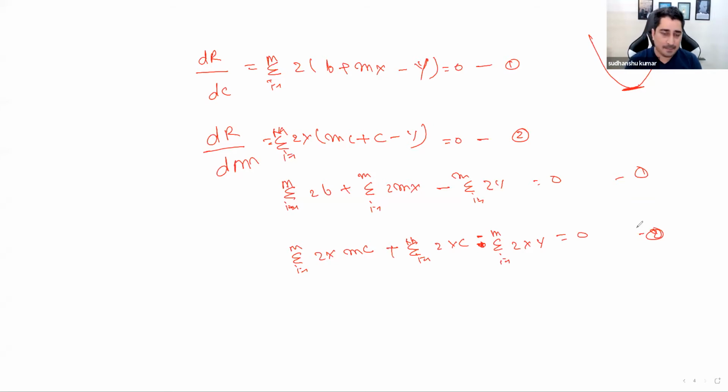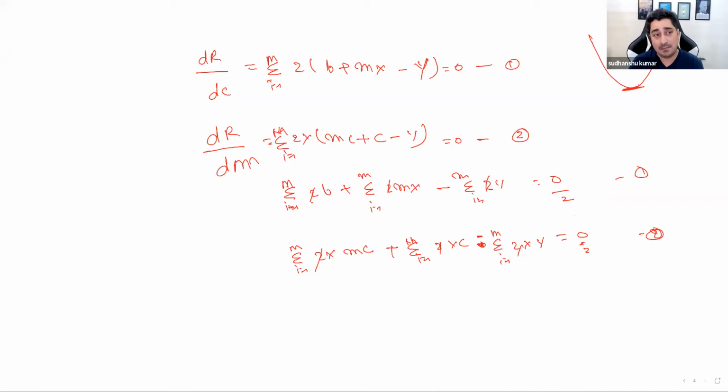Okay, fine. Now if you divide both sides by 2, so this 2, this 2, this 2, this 2 will be cancelled out, because 2 is common. So 2 will be cancelled out automatically. We are just dividing all of these things by 2. And now these are the equations which are going to give you the final values of a minima at any point of time.